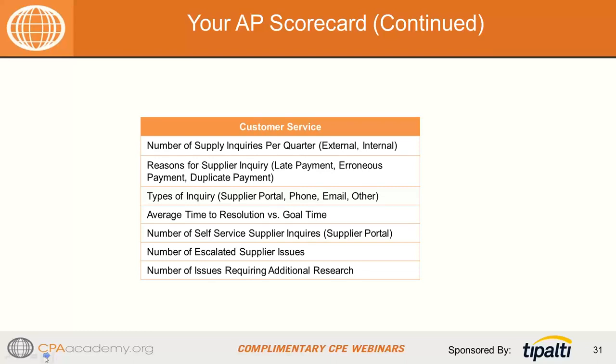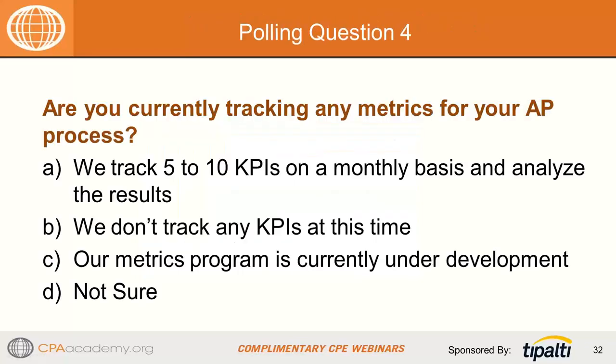Reasons for the supplier inquiry: late payment, erroneous payment, duplicate payment, the types of inquiry, and this is the mechanism where those inquiries are coming in, average time to resolution versus goal time, number of self-service inquiries if suppliers are using the supplier portal, number of escalated supplier issues, and last but not least, number of issues requiring additional research.